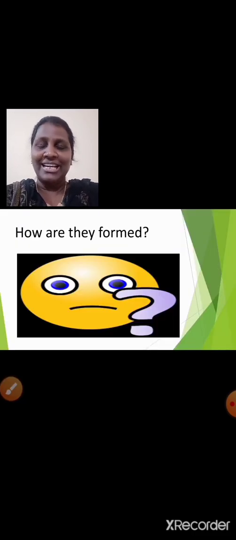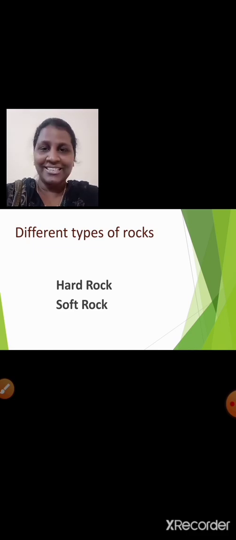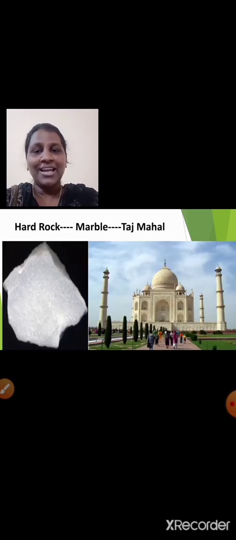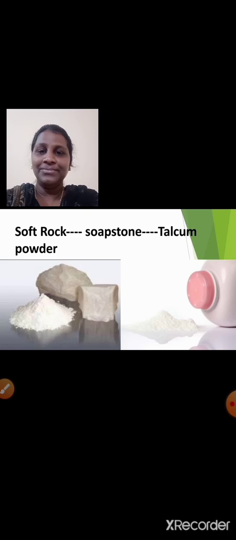You must be wondering how they are formed, right? You will get the answer for this in this chapter. We find different types of rocks, isn't it, students? Some are hard, some are soft. Hard rocks like marble have been used in making of the Taj Mahal. Soft rock like soapstone is used in making talcum powder.